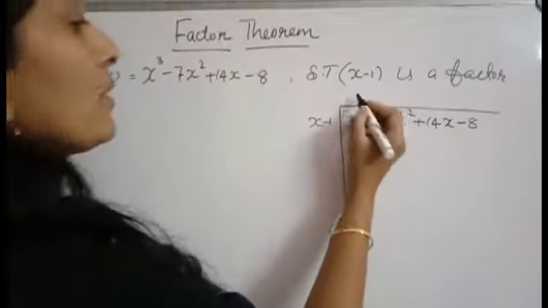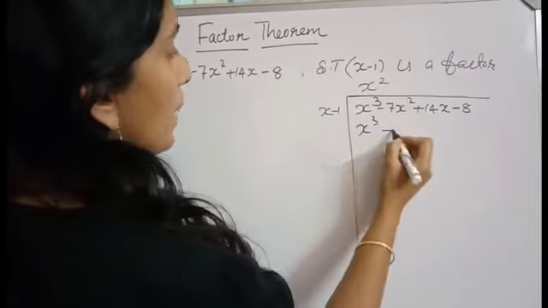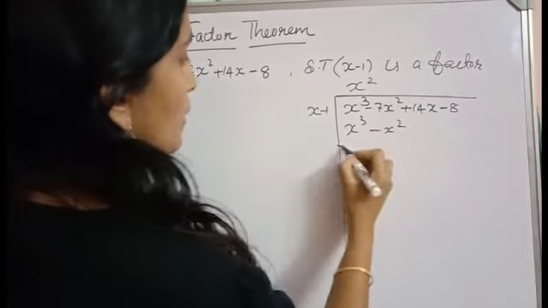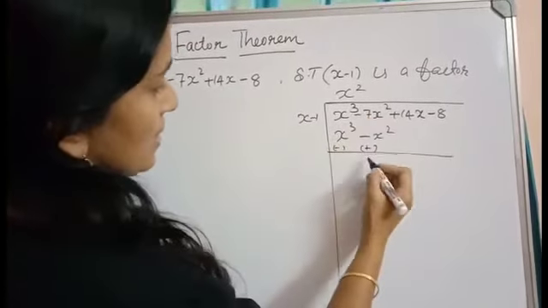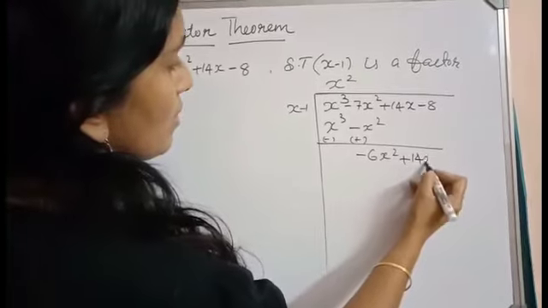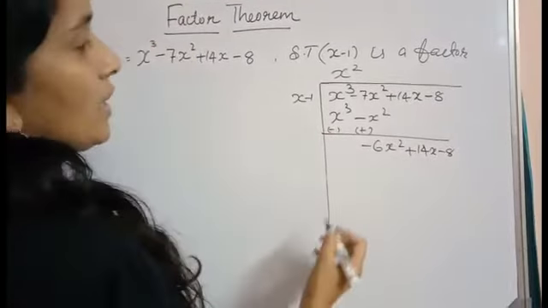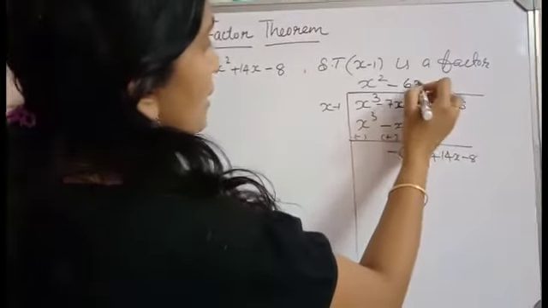So here, you'll get this as x square. X square into x is x cube minus x square. Subtract it. You will get this as minus 6x square plus 14x minus 8.